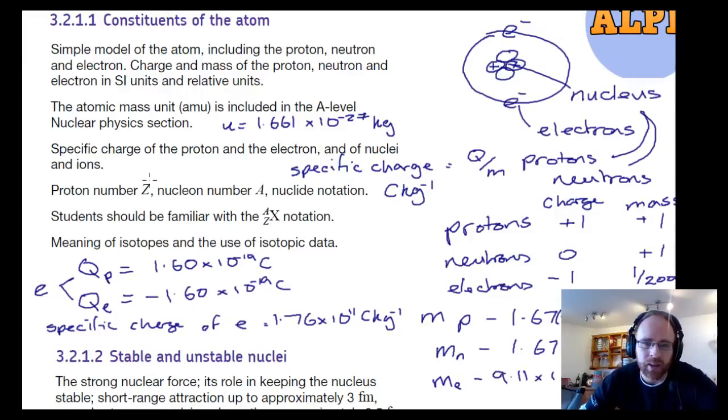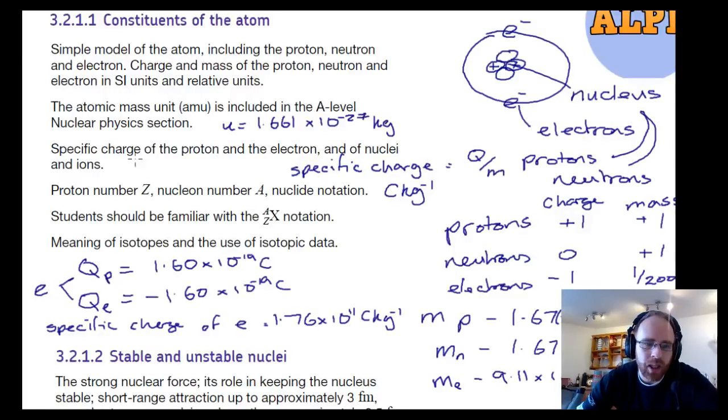If we were calculating the specific charge of a proton, we do 1.60 times 10 to the power minus 19 divided by 1.67 times 10 to the power minus 27. That gives you the specific charge of a proton in the same way that we did for an electron, which would be 1.60 times 10 to the power minus 19 divided by 9.11 times 10 to the power minus 31.